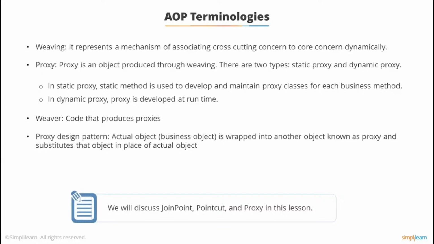Weaving represents a mechanism of associating a cross-cutting concern to a core concern dynamically. Proxy is an object produced through weaving. There are two types, static and dynamic. In static proxy, a static method is used to develop and maintain proxy classes for each business method. In dynamic proxy, the proxy is developed at runtime. Weaver is code that produces proxies. In the proxy design pattern, the actual business object is wrapped into another object known as a proxy, which substitutes that object in place of the actual object. We will discuss join point, pointcut, and proxy in this lesson.